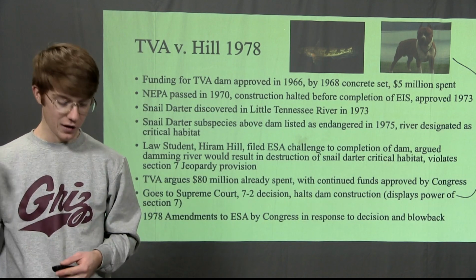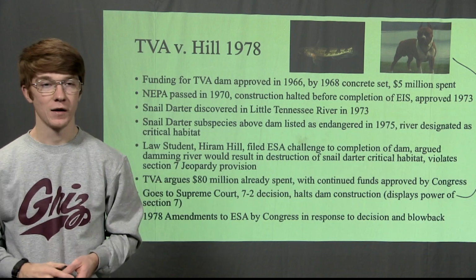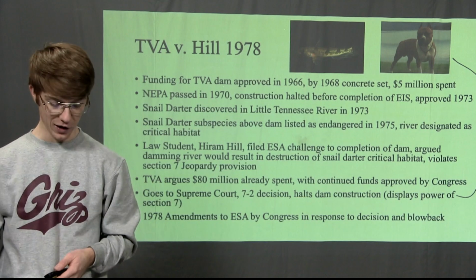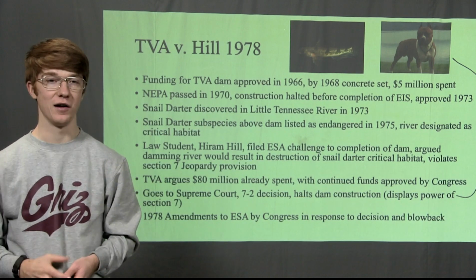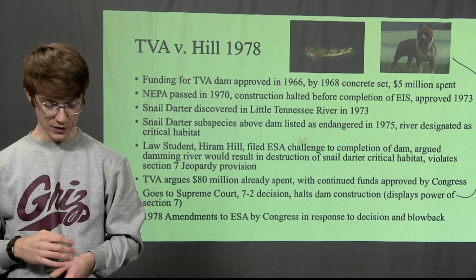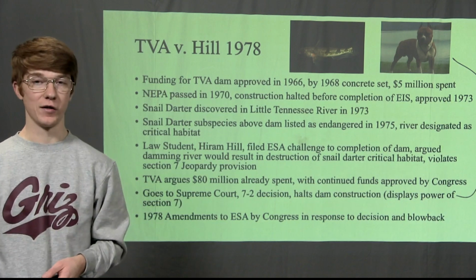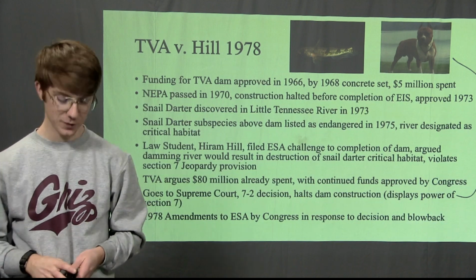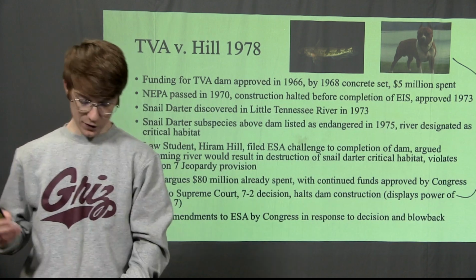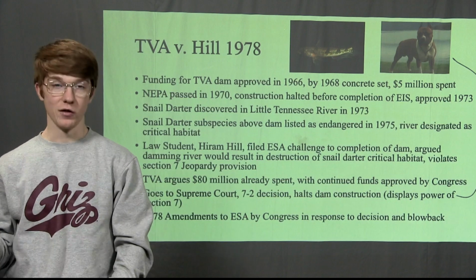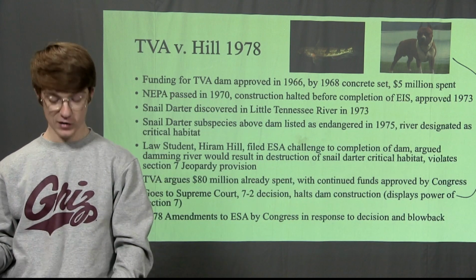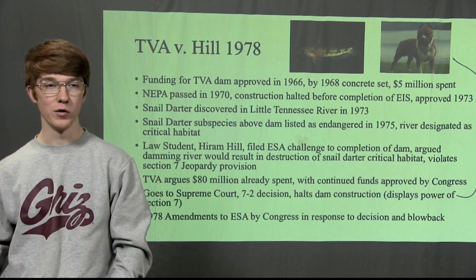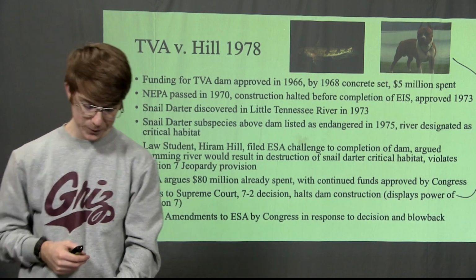So there's the University of Tennessee law student Hiram Hill, who challenges that building the dam could destroy the critical habitat of the snail darter. He argues that construction of this dam is a direct violation of Section 7. TVA comes back and argues that already $80 million has been spent on this dam. We're already well into construction, and we have funding that's continually approved by Congress.